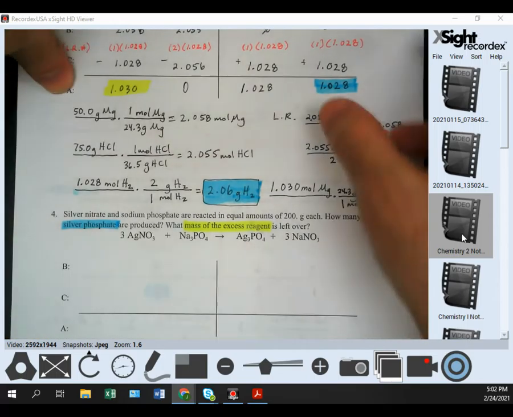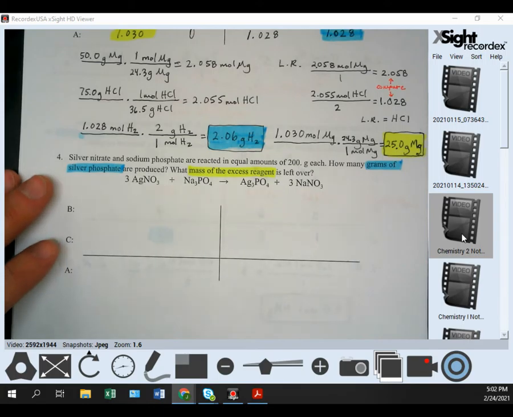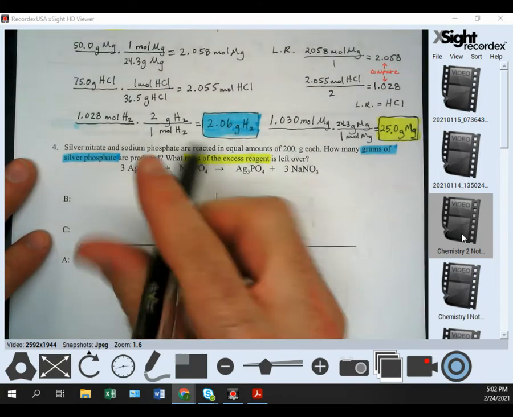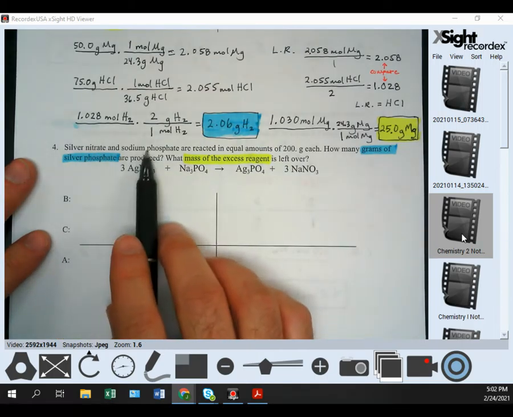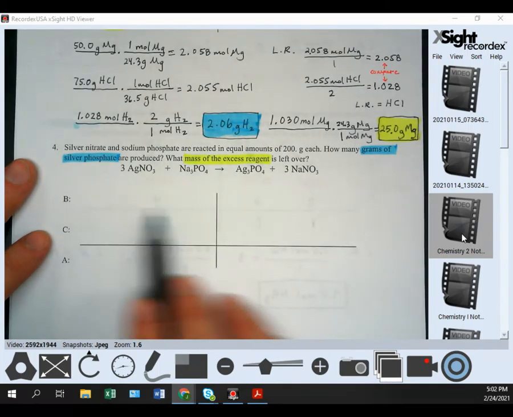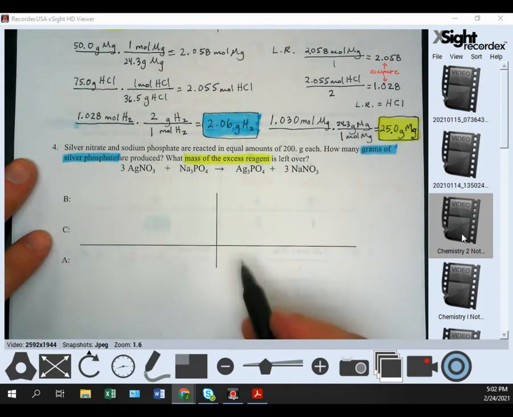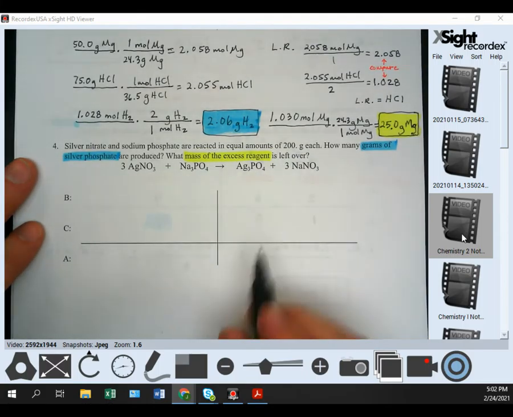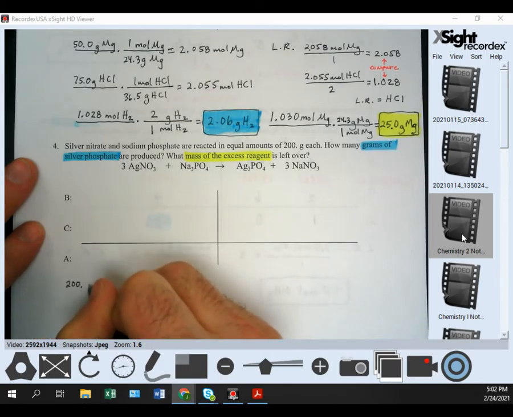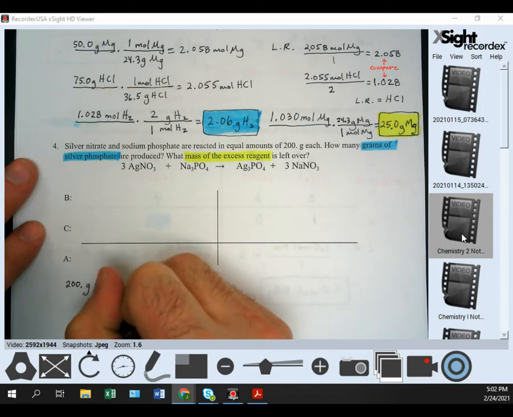Okay. So this is going to be very similar to the one that we just did in terms of the steps we need to take. Silver nitrate and sodium phosphate are reacted in equal amounts of 200 grams each. So to get the numbers in the BCA chart, we need to turn grams into moles, right? So I'm going to start with 200 grams of AgNO3, the silver nitrate.